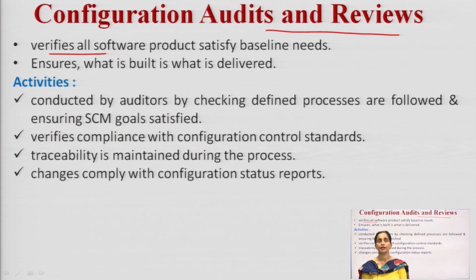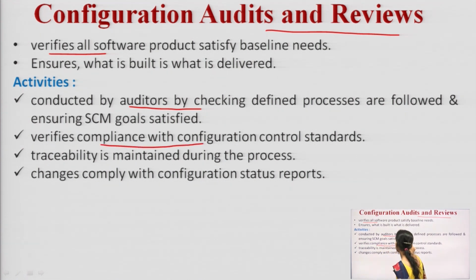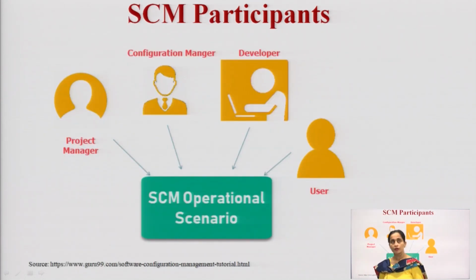So, the activities done during this audit and review phase are: it is conducted by different auditors by checking as per the defined process, ensuring that the SCM goals are being satisfied. Then it verifies the compliance with my configuration control standards. Then my traceability is also maintained during this configuration auditing and review. Then the changes are being complied with the configuration status report. So, this was all about my SCM process.